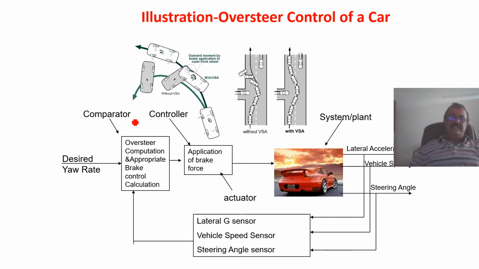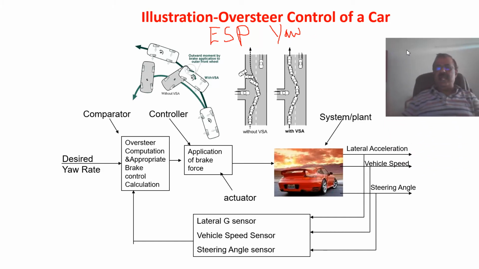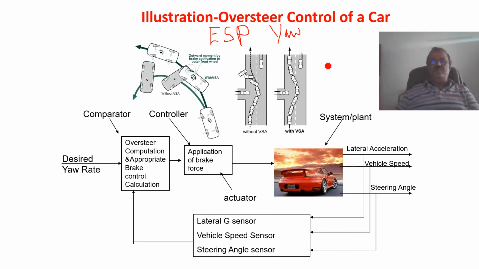Now let us take some complex example. Nowadays, most of the cars are fitted with electronic stability program. You call it as ESP, or you can call it as a yaw control system, right? So I'll just explain how exactly it acts as a control, and illustrate how it is a control system.